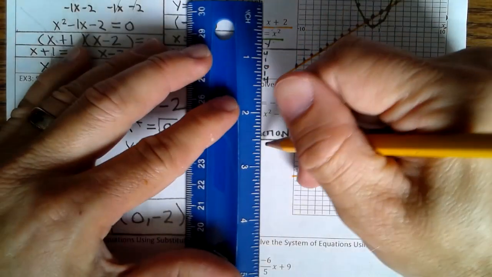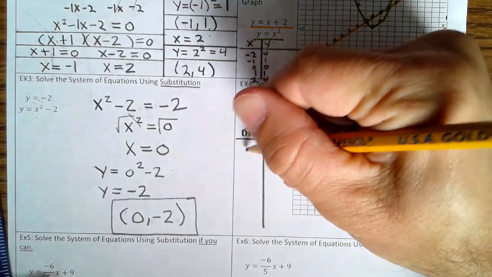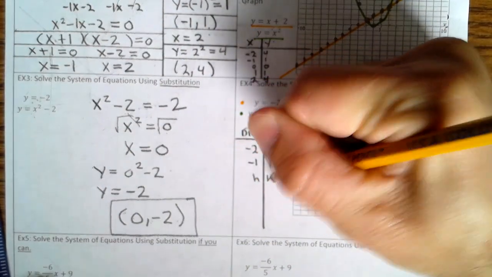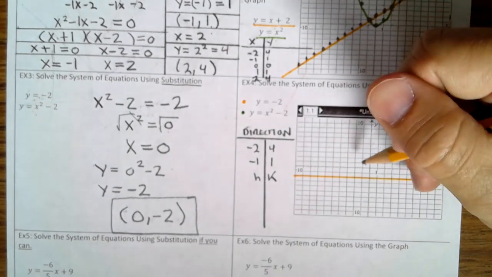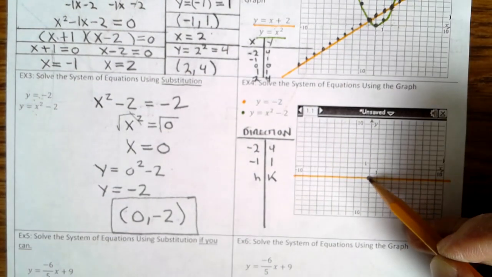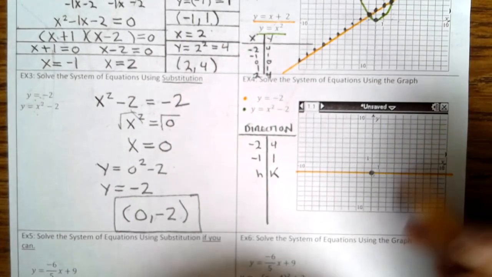Now, we know the directions for the quadratic are -2, 4, -1, 1, HK. Let's go ahead and find the vertex. So this tells us the vertex goes down to 0, -2. Oh, look, there's our intersection. So we know that's our solution, 0, -2.